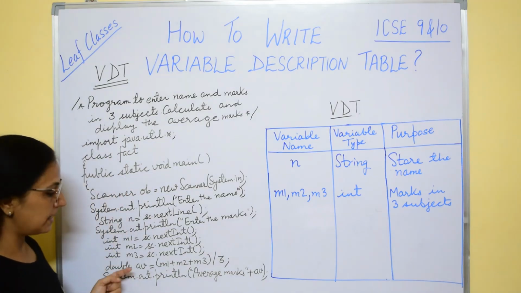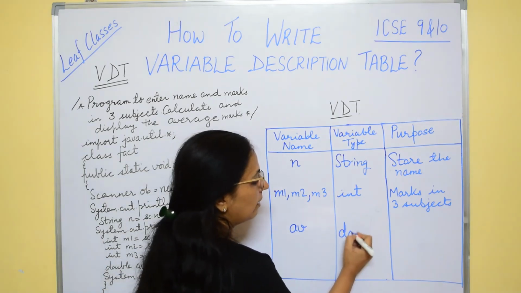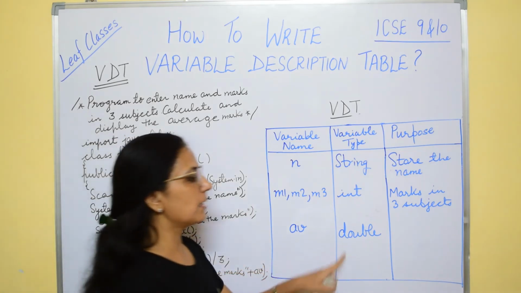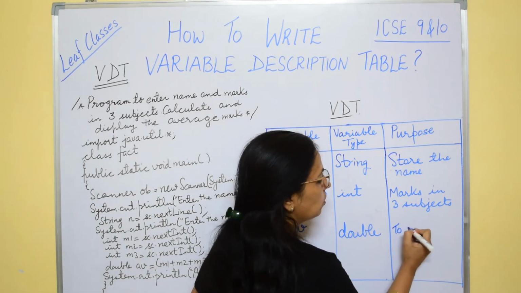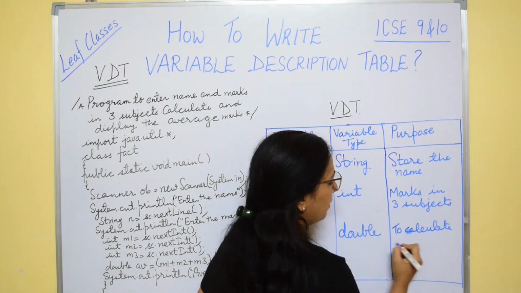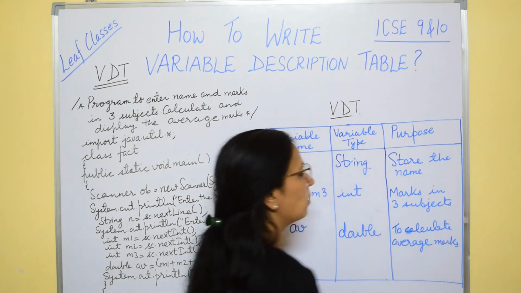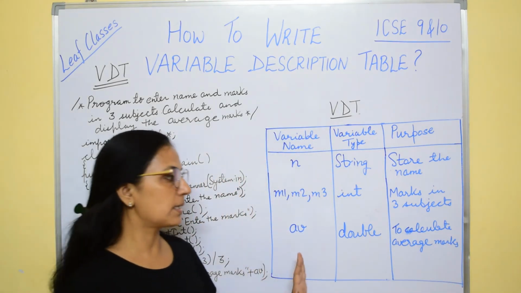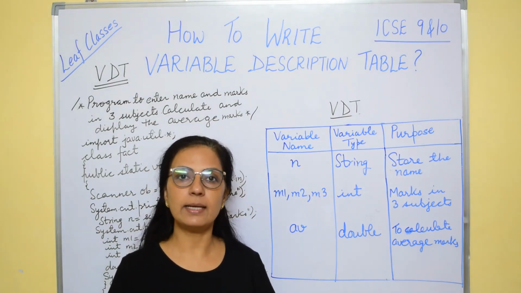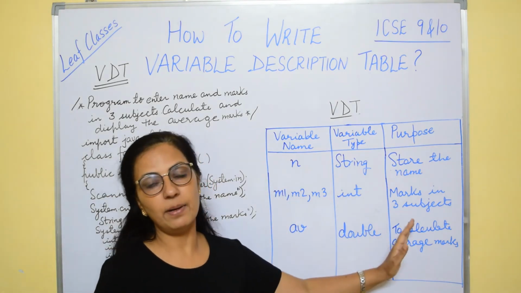Now one more variable is left, that is AV. So here we have taken the variable name AV, and the type we have taken here is double. So you will be writing double, and to store or to calculate average marks. So this is how we write the variable description table. It's very easy, just for which purpose you have taken that variable in the program. All the variables, their types and the purpose will be written.